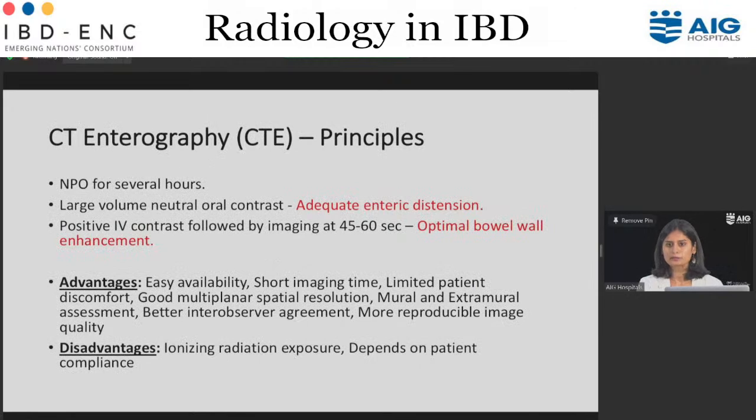So what are the basic principles behind CT enterography? We'd like adequate enteric distension and we'd like optimal bowel enhancement. How do we achieve that? The patient remains NPO overnight or for at least 4 to 6 hours. We give a large bolus of neutral oral contrast over 30 to 40 minutes. And we give IV contrast and image at 45 to 60 seconds. That's the enteric phase, where we achieve good bowel enhancement. So these two are a must for optimizing the enterography images.